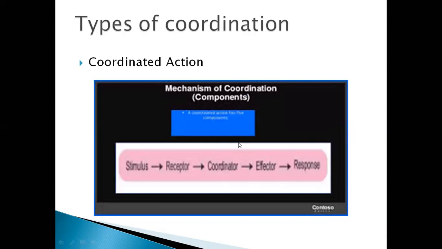Coordinated action. Mechanism of coordination. The five components that are responsible for coordinated action in your body. The first one is the stimulus, the second one is the receptor, the third one is the coordinator, the fourth one is the effector, and the last one is the response. So they all make the mechanism of coordination. They are the components for the mechanism of coordination.